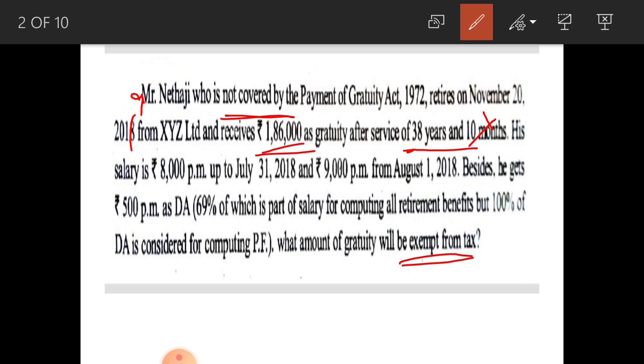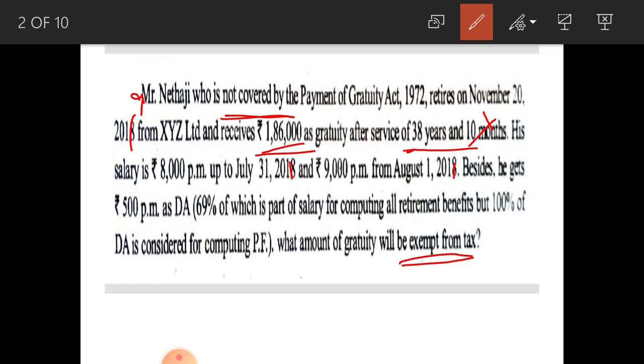His salary is 8,000 per month up to July 31st, 2019 and 9,000 per month from August 1, 2019. This salary information is important to calculate half month's salary for the number of completed years of service. In this case, for the calculation of salary, you have to consider the 10 months average salary and not the last month's salary under not covered by the Payment of Gratuity Act.